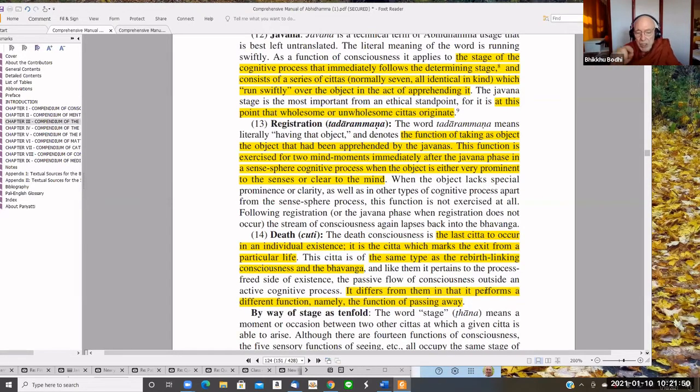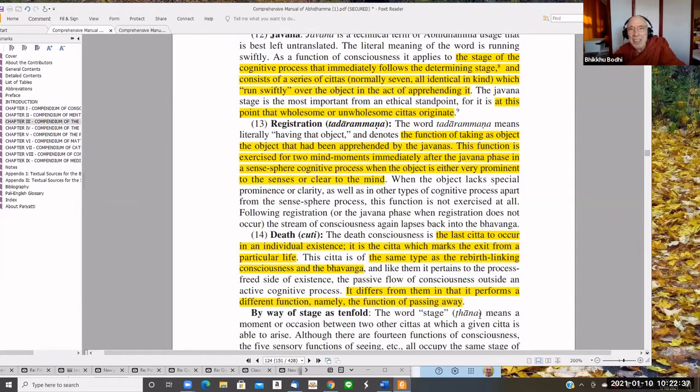And here I have to distinguish the death citta from the last cognitive process occurring in a lifetime, the death proximate process. Because people think that what occurs at the very end of life, immediately before death, has a major impact on one's rebirth. And that is generally true, but that is an active cognitive process, not the death consciousness itself. The death consciousness is just one momentary citta, which marks the end of the lifetime.